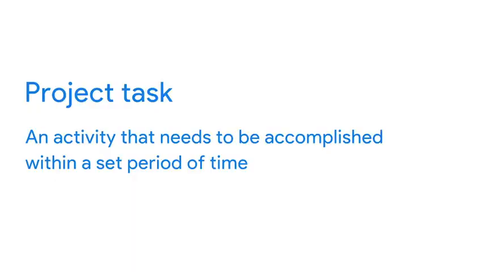Another example of a milestone is receiving sign-off or approval from your customer on a major deliverable. Let's discuss how milestones differ from project tasks. A project task is an activity that needs to be accomplished within a set period of time. The work of a project is broken down into many different tasks. In order to reach a milestone, you and your team must complete multiple tasks.